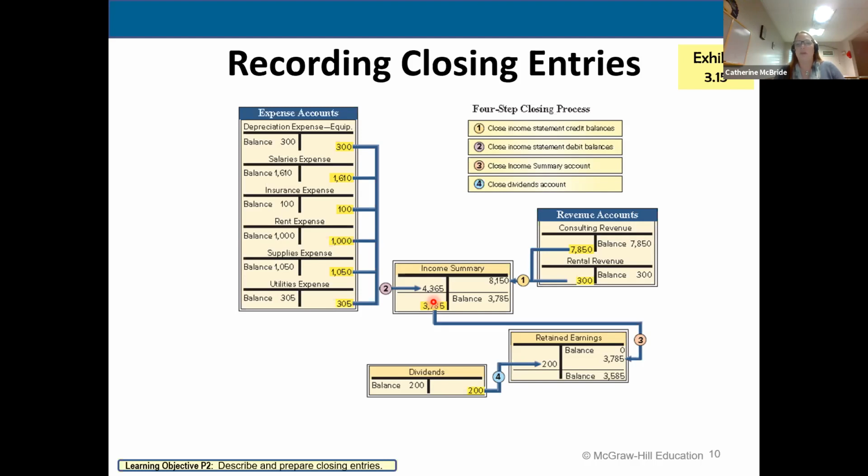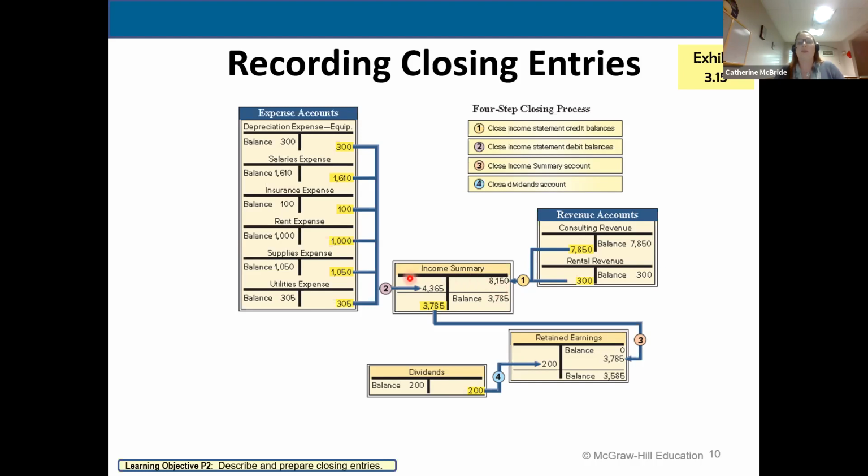Now, the next thing that we're going to do is close revenue. So here's revenue. Revenue has a normal credit balance. So what do I have to do to make consulting revenue zero? I have to debit it. And what do I have to do to make the $300 credit in rental revenue zero? I have to debit it. So I'm going to debit consulting revenue, and I'm going to debit rental revenue. I'm going to add them together, and I'm going to credit income summary $8,150.